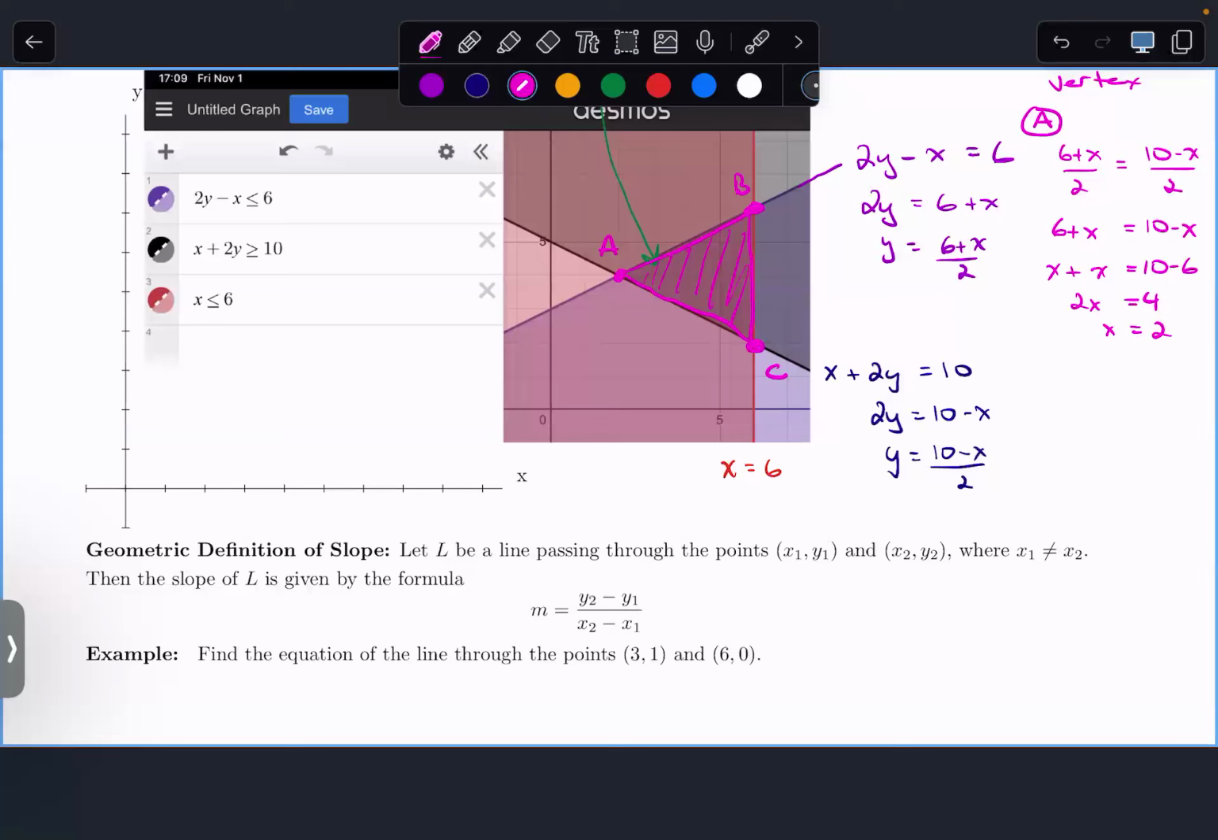Which, with a graph, is nice because then you can just check to make sure that looks reasonable. X equals 2 looks reasonable. And so if x equals 2 in either one of these, therefore 6 plus 2 divided by 2 is 8 divided by 2, which is 4, which should be the same as 10 minus 2 divided by 2, which it is. So A is at the point where x is 2 and y is 4.